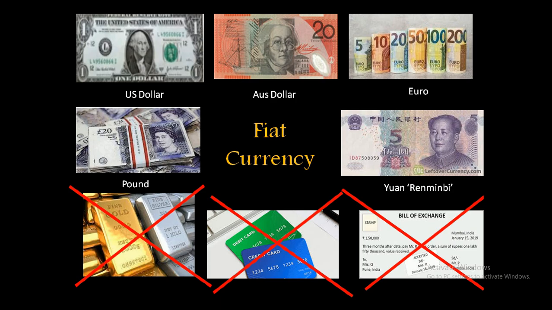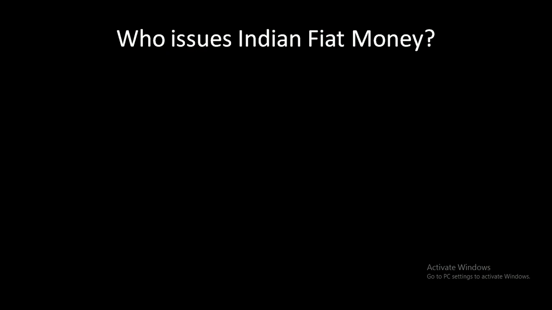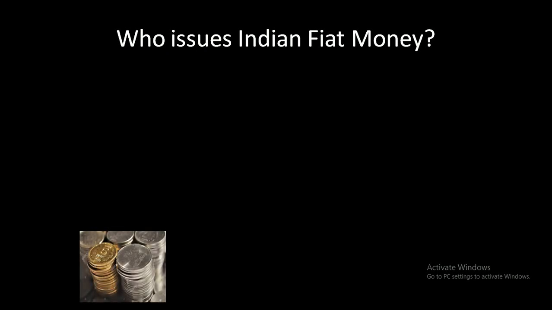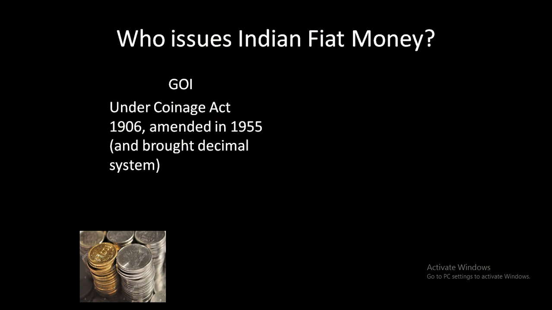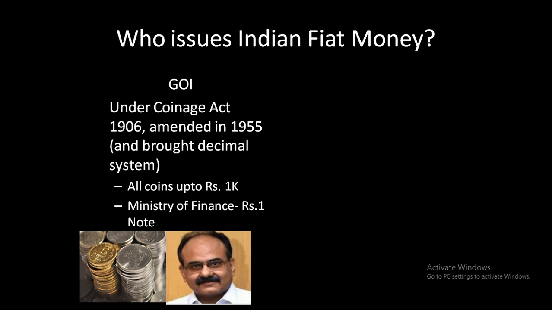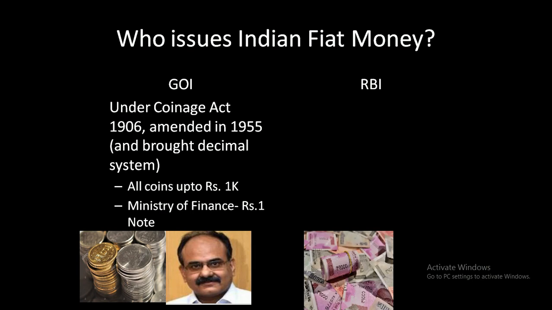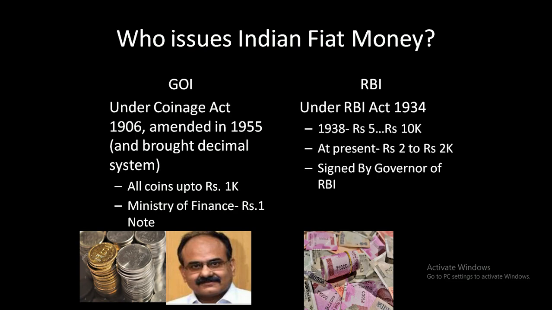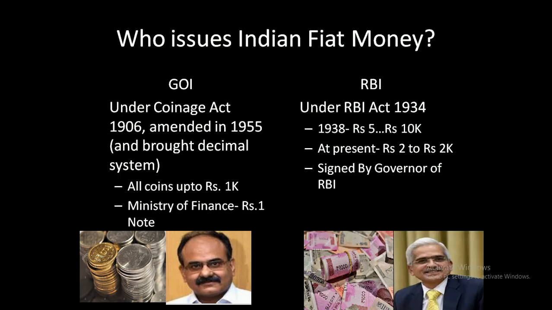As we are discussing fiat money, let us quickly understand who issues Indian fiat money. All coins up to Rs 1,000 are issued by the Government of India under the Coinage Act 1906, which was further amended in 1955. Also, the 1 rupee note is issued by the Government of India, and therefore it is signed by the Finance Secretary. And currently, our Finance Secretary is Mr. Ajay Bhushan Pandey. Whereas, under the RBI Act 1934, all bank notes from 2 up to 2000 are issued by the central bank, that is the Reserve Bank of India, and these are signed by the Governor of RBI. And currently, the Governor of RBI is Mr. Shaktikanta Das.